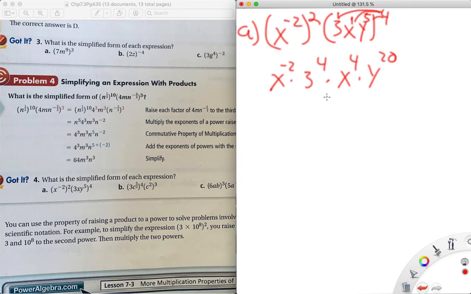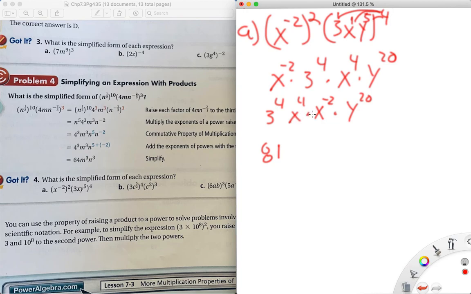Okay. So I'm going to move some things around. In algebra, we like our constants to be in the front. So I'm going to put 3 to the 4th to the front. I'm going to put the x's next to each other. So x to the 4th times x to the negative 2. And then I'm just going to leave that y in the back. Okay. 3 to the 4th, 3 times 3 times 3 times 3 is 81.